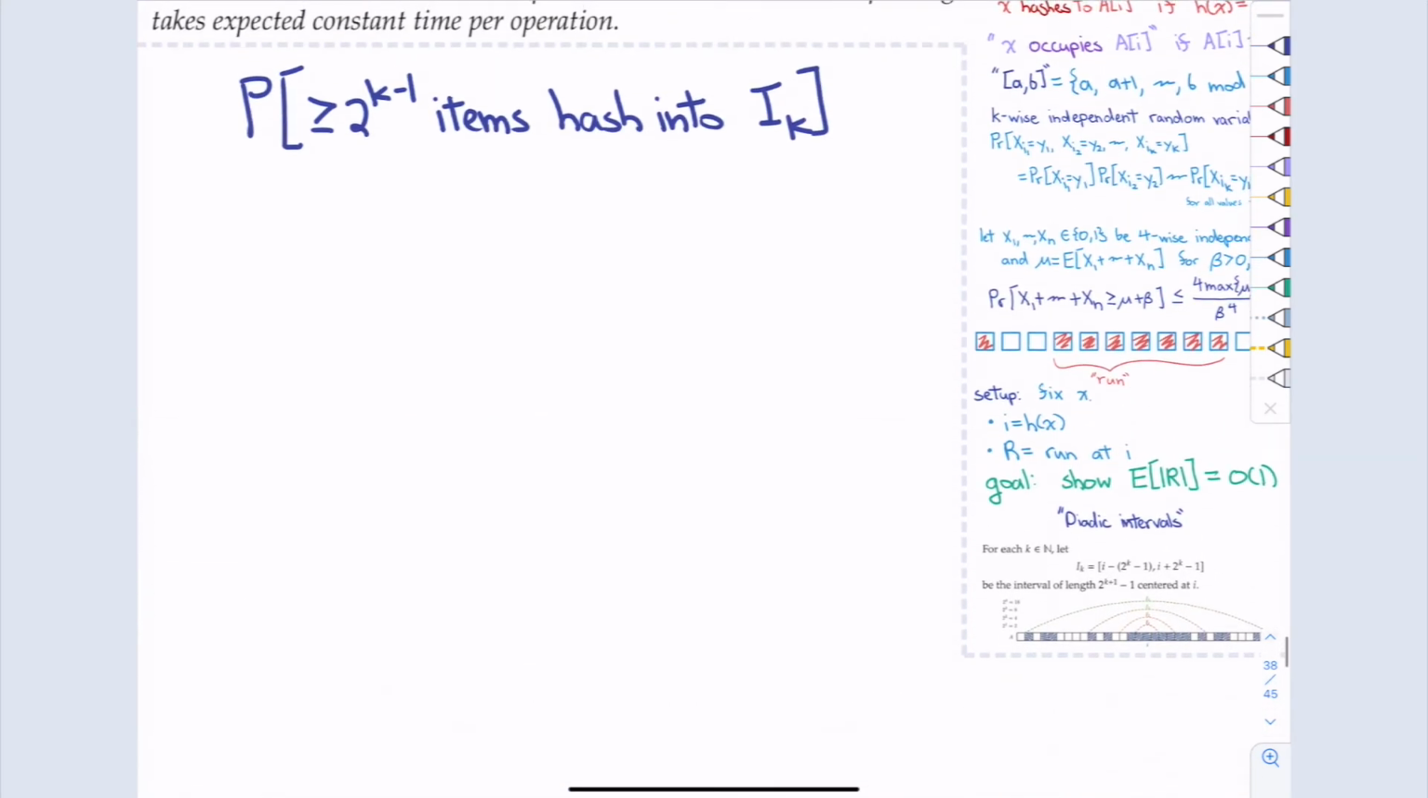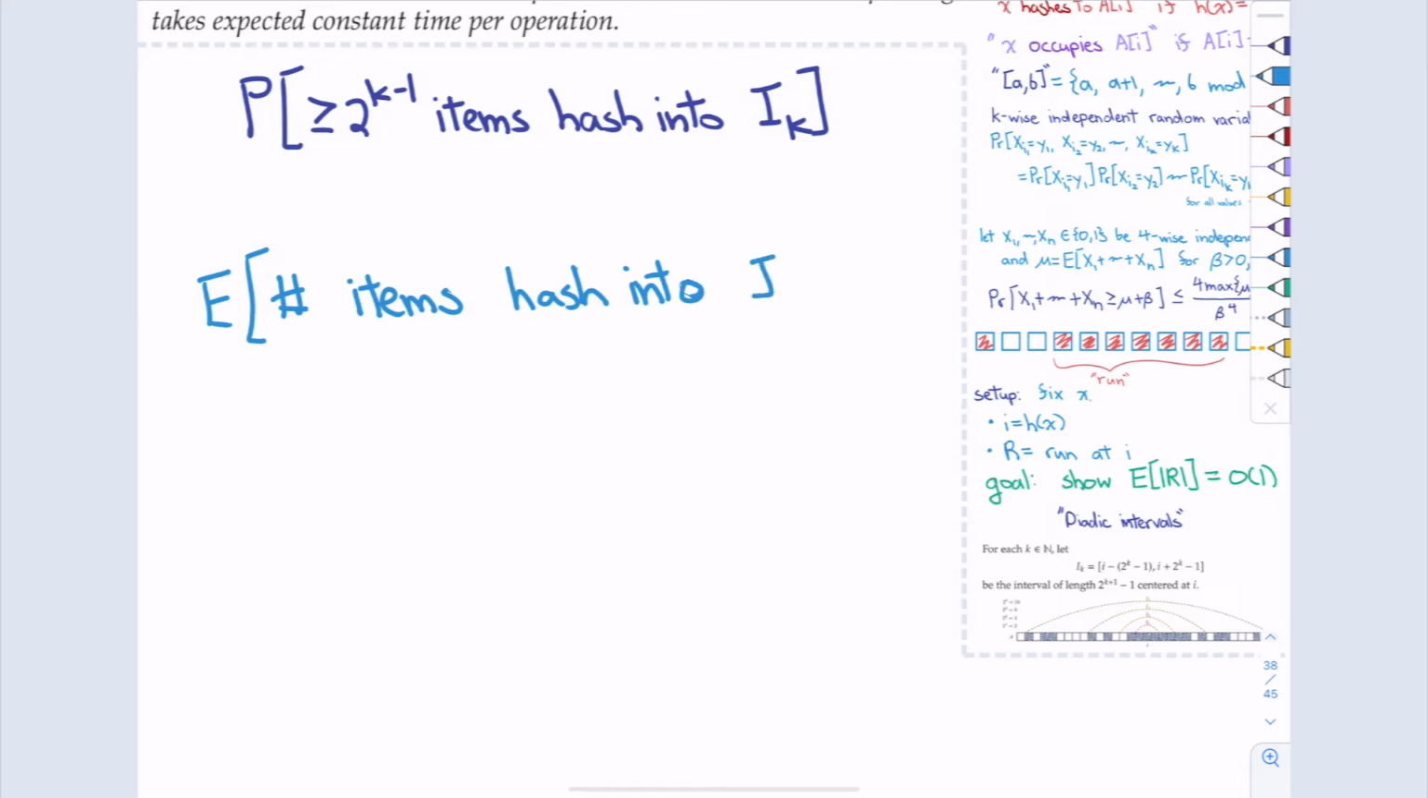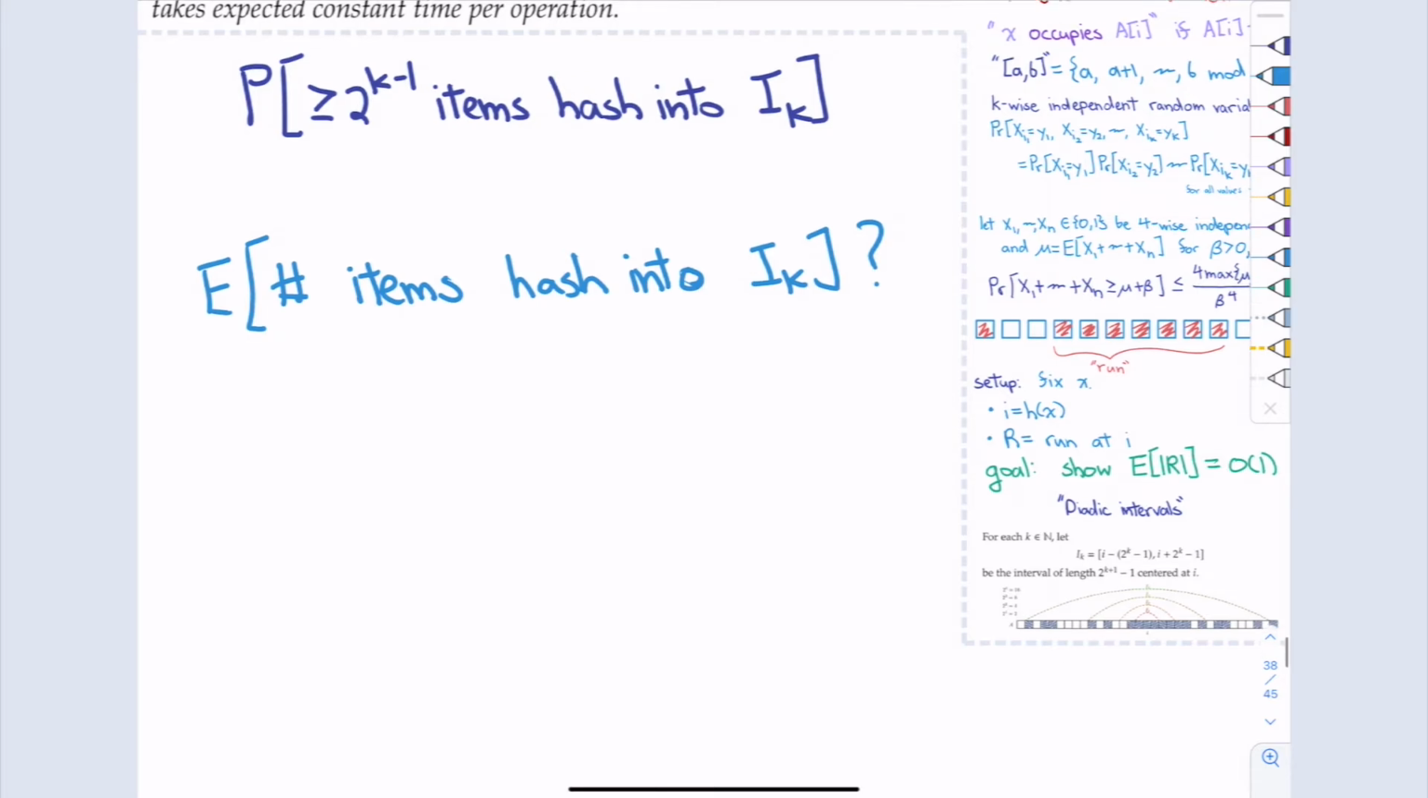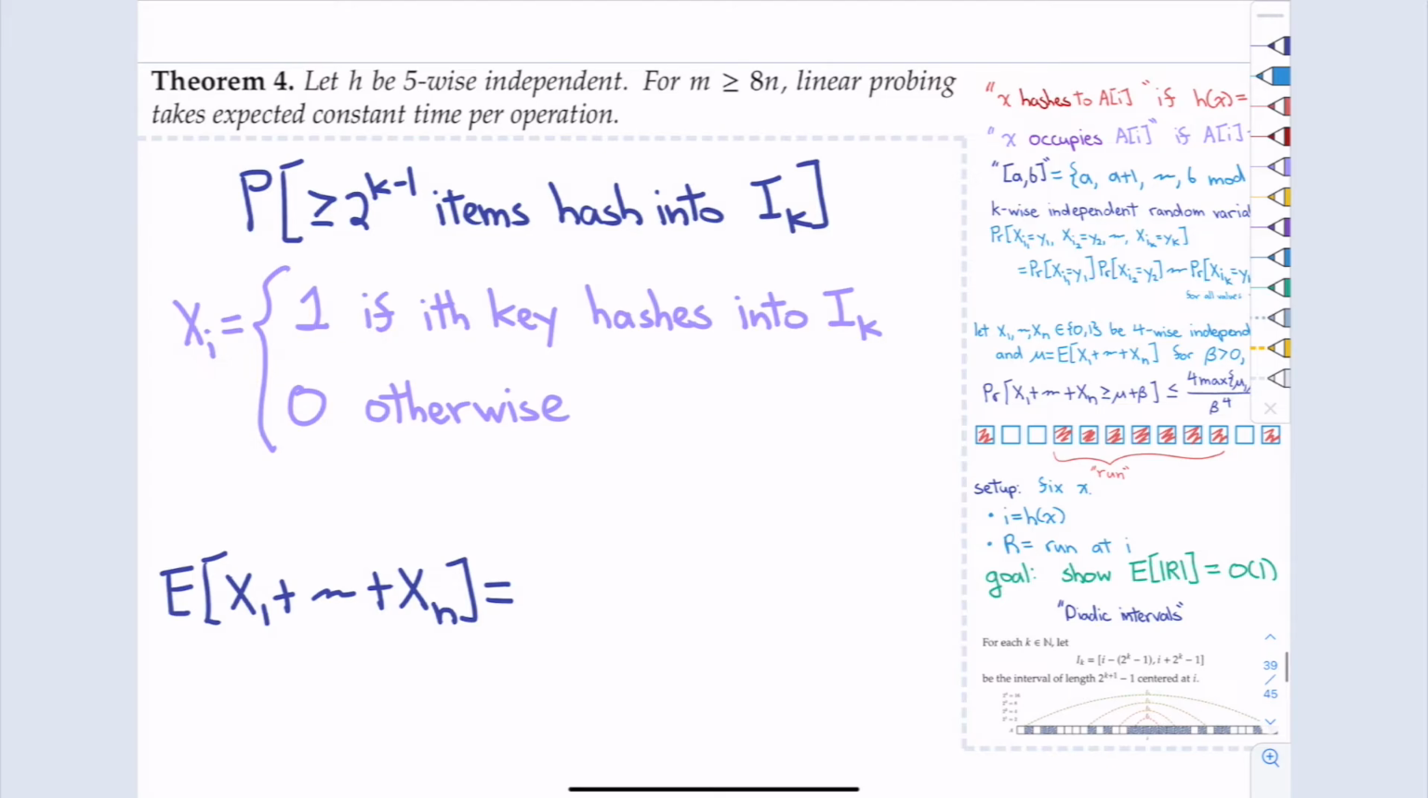So, okay, what is the expected number of items that hash into I sub k? Okay, that seems like a reasonable place to start. And how might we go about this? Yeah, we've already done this. So we'll make some random variables. X sub i is equal to 1 if the ith key falls into I sub k, 0 otherwise.